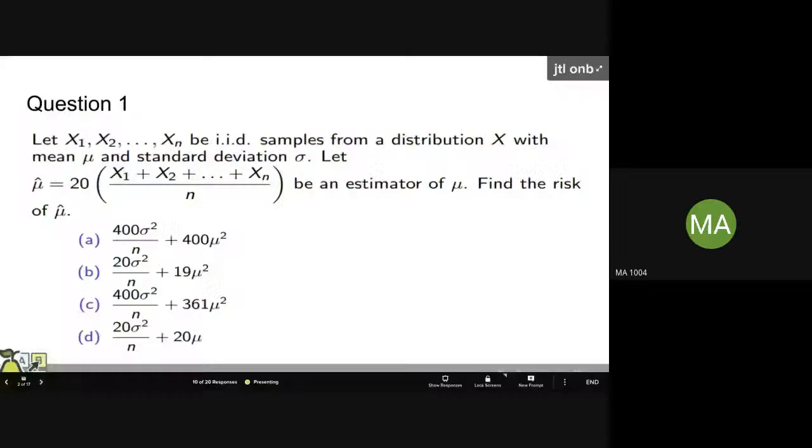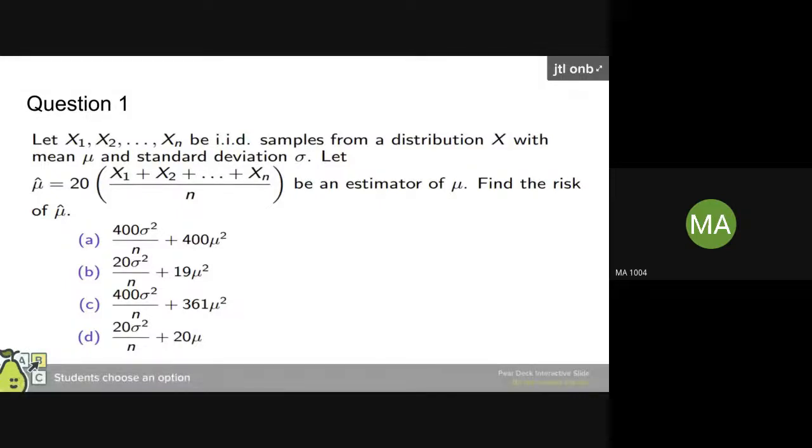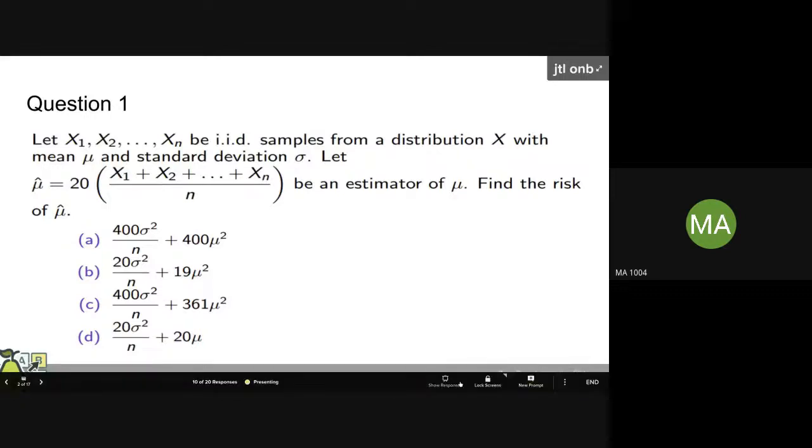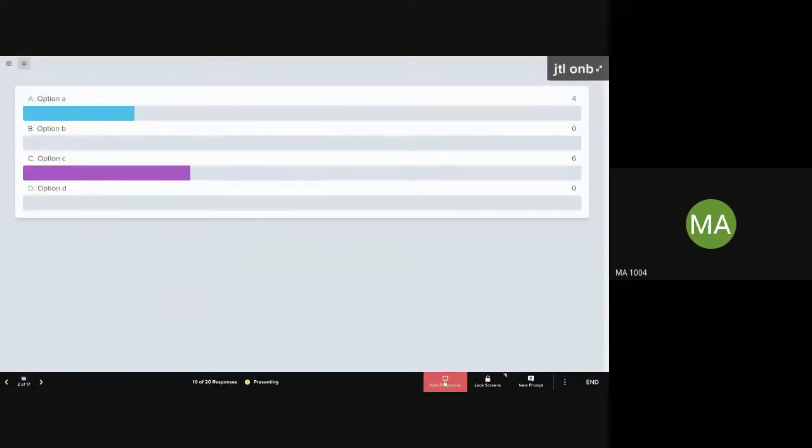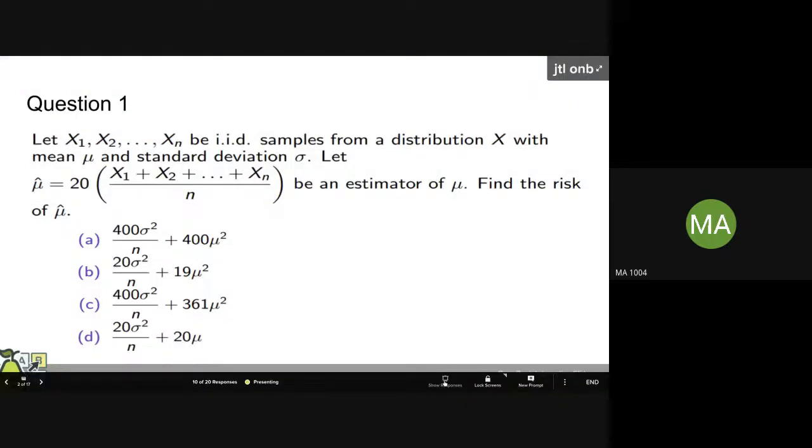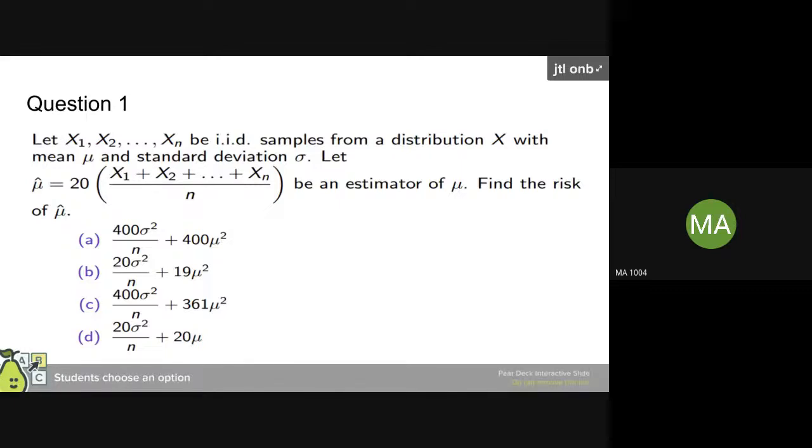Okay, 10 people responded. I have another question on bias and risk, and I will give more time there. But as of now, we will just try to understand how to solve this kind of problem. 6 people gave option C, and 4 people gave option A. The difference you got is whether it will be 400 mu square or 361 mu square.